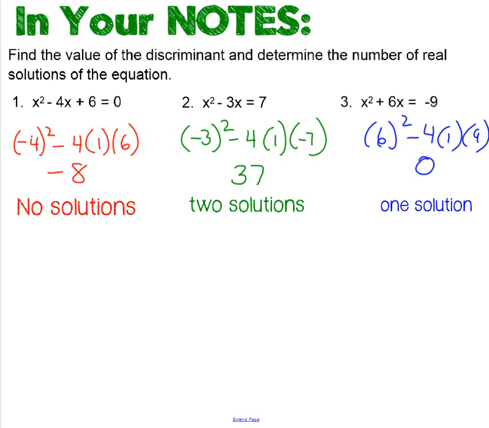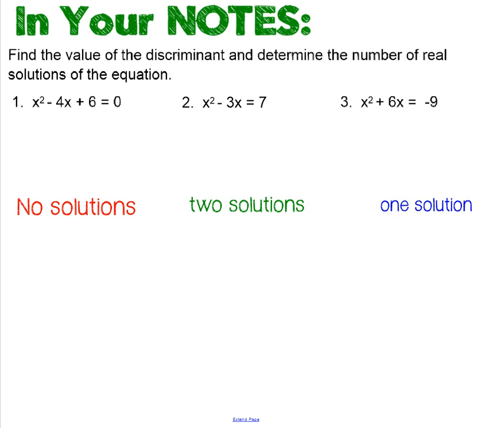Number 1 had no solutions. Number 2 had a positive answer, so it had 2 solutions. And number 3 had a 0 answer, which means there's 1 solution. So that's the main idea of what the discriminant tells you. Sometimes doing a quick check will prevent you from having to do all this work if you know there's no solution to begin with.